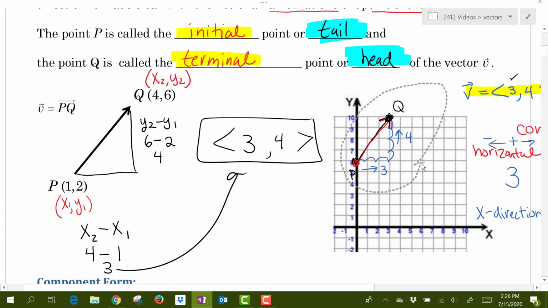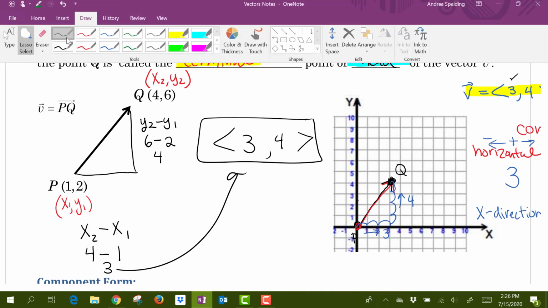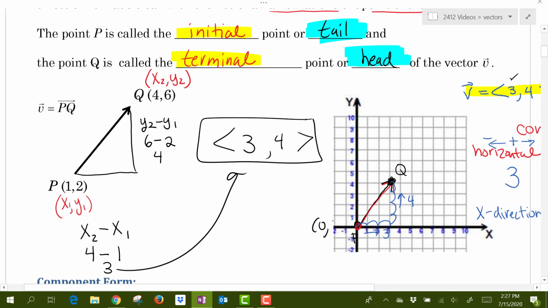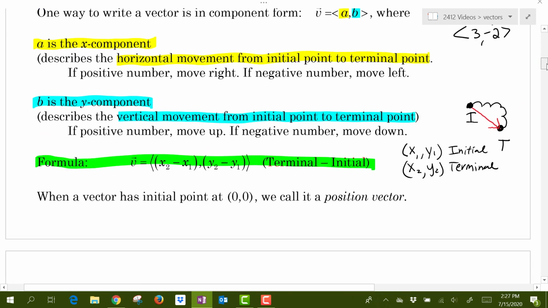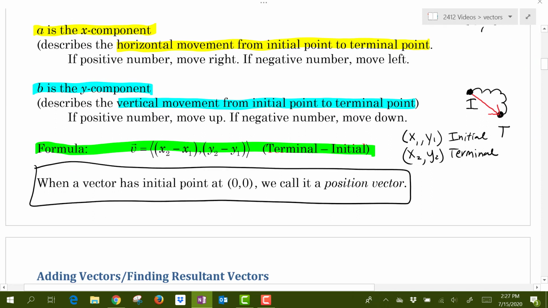One thing that we find to be convenient when working with vectors is to put the initial point at the origin 0, 0. If you put the initial point at the origin 0, 0, then notice something about the terminal point. So the initial point is 0, 0, the terminal point 3 to the right, 4 up, you'll notice that the terminal point is 3, 4. So the coordinates of the terminal point are actually going to match the components of that vector. When we plot the vector starting at 0, 0 as its initial point, we call that a position vector.